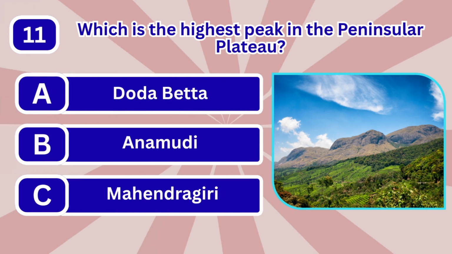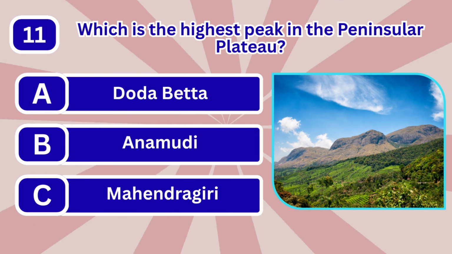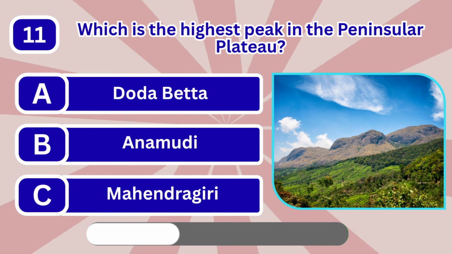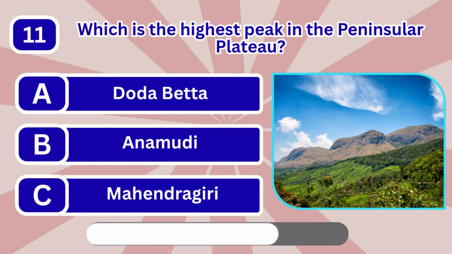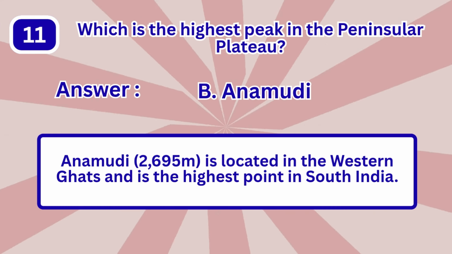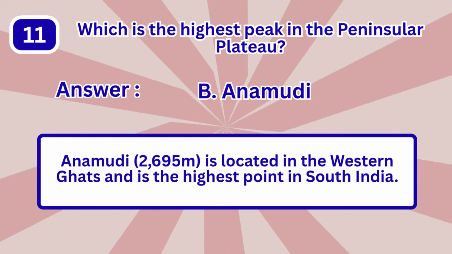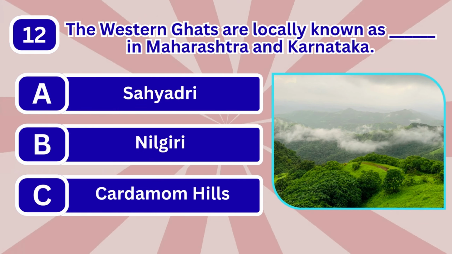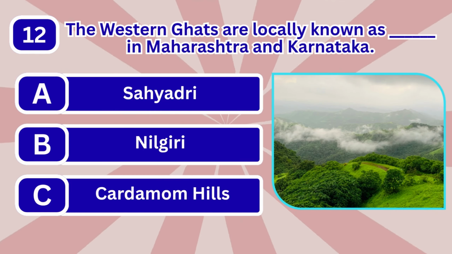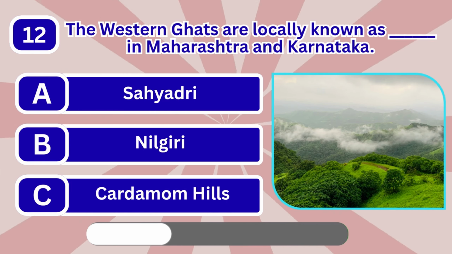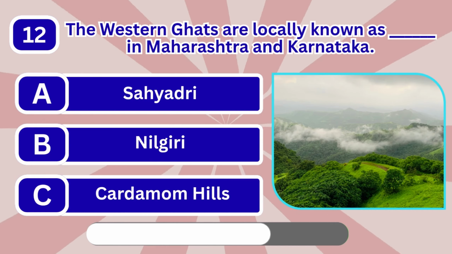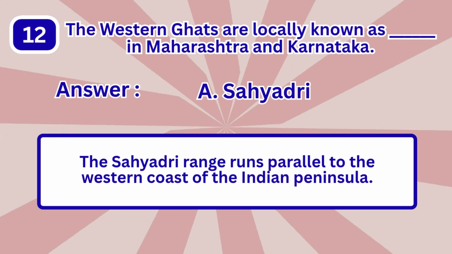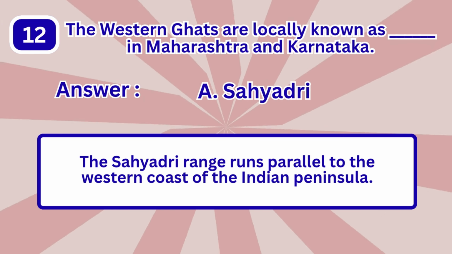Which is the highest peak in the Peninsular Plateau? B. Anamudi. The Western Ghats are locally known as dash in Maharashtra and Karnataka. Answer is A. Sahyadri.